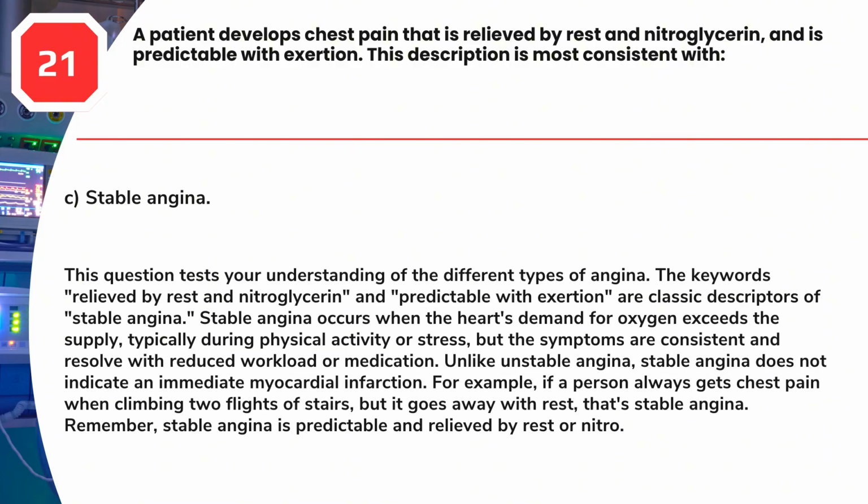Answer C. Stable angina. This question tests your understanding of the different types of angina. The keywords relieved by rest and nitroglycerin and predictable with exertion are classic descriptors of stable angina. Stable angina occurs when the heart's demand for oxygen exceeds the supply, typically during physical activity or stress, but the symptoms are consistent and resolve with reduced workload or medication.